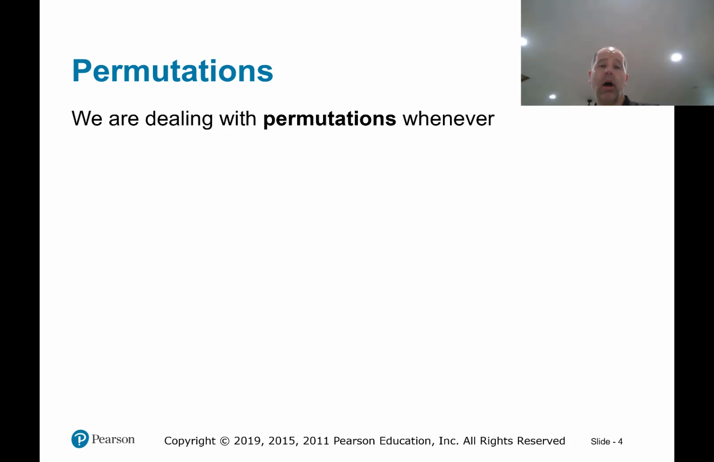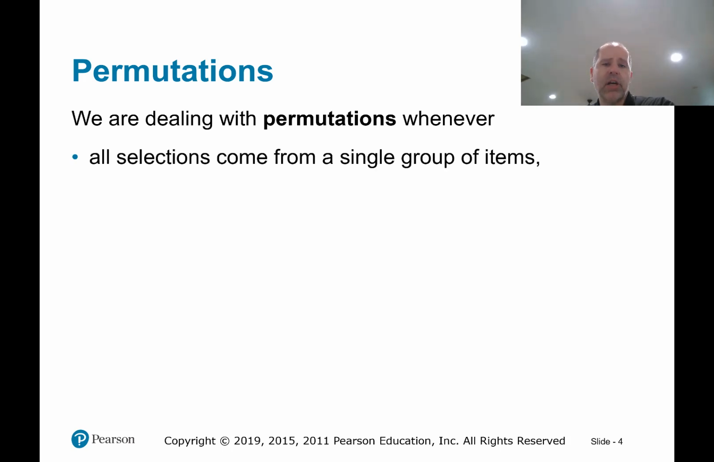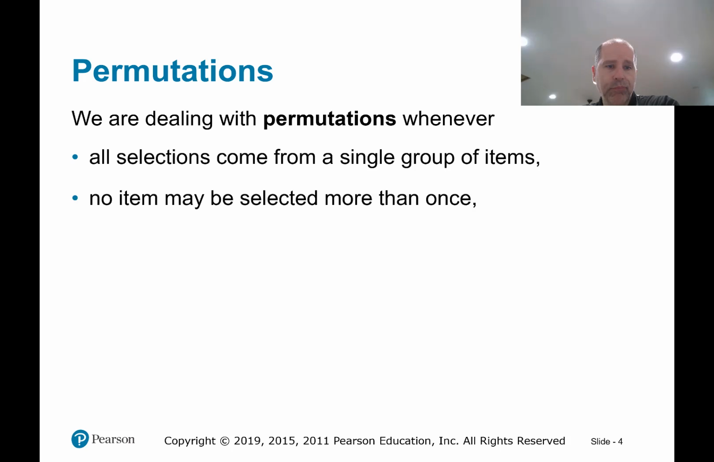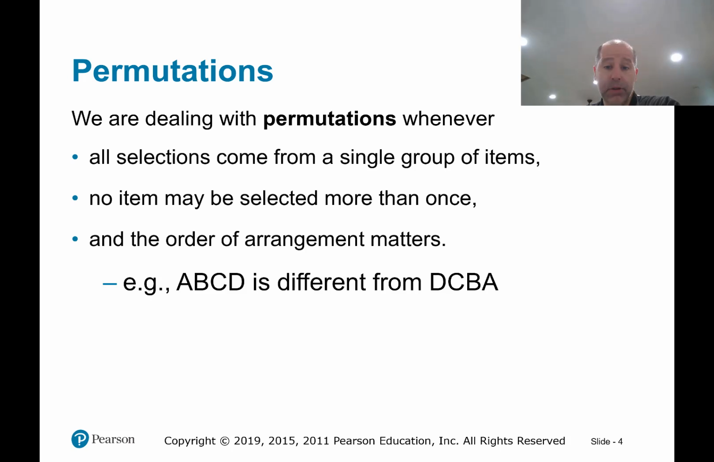Okay, now permutations are different. Now, when we're dealing with permutations, and in fact, permutations is a type of an arrangement, there's a couple of differences from using the fundamental counting principle. It does use the fundamental counting principle, as you're going to see, but whenever we have the following, we're dealing with permutations. All selections come from a single group of items. No items may be selected more than once. And order matters. So the arrangement of the items matters.